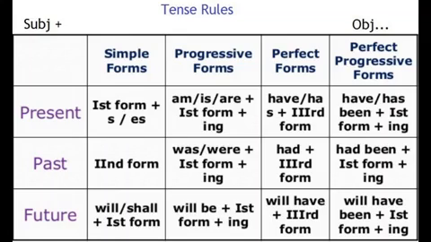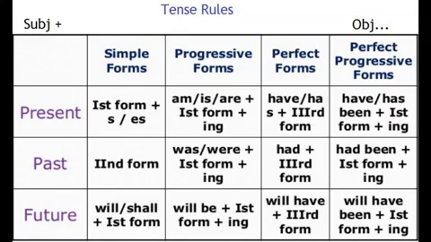To make present simple tense, first we use first form plus s or es with the verb. For making present progressive form, we use am, is or are with the subject plus first form of the verb plus ing. To make present perfect form, have or has plus third form of the verb. To make present perfect progressive forms, subject plus have or has been plus first form plus ing.